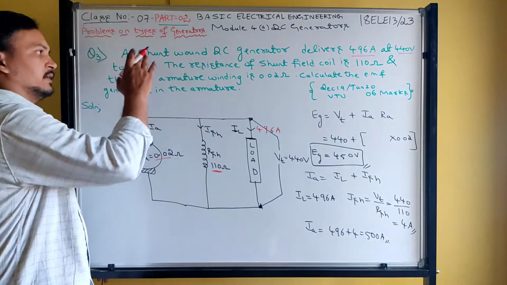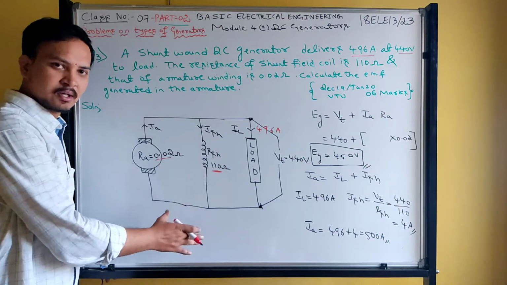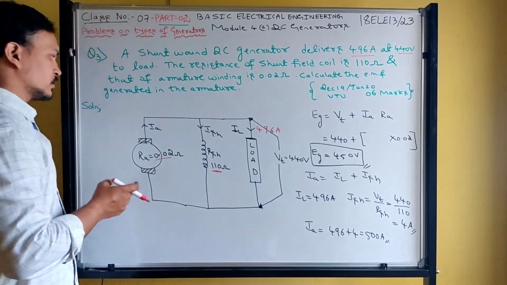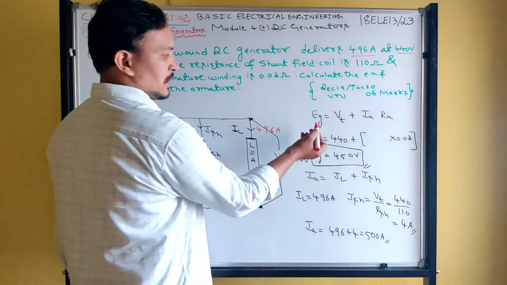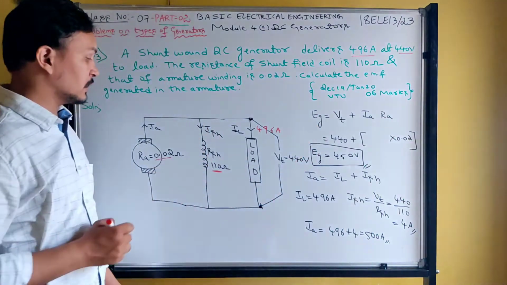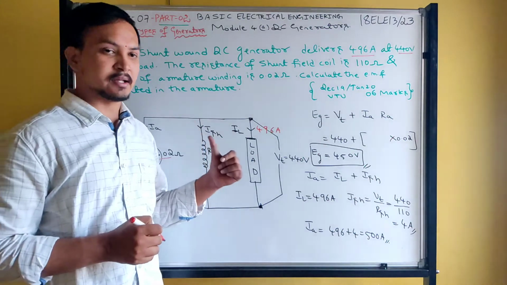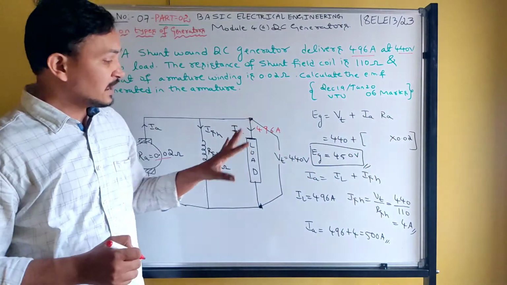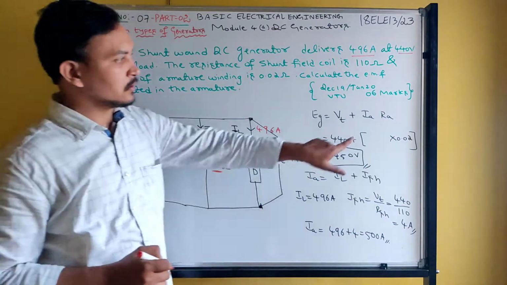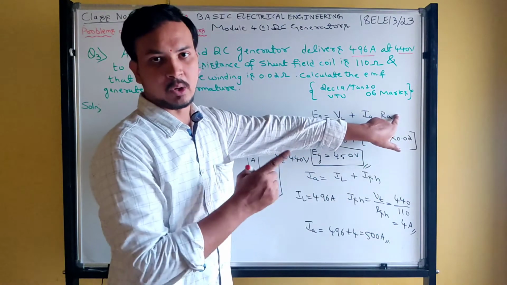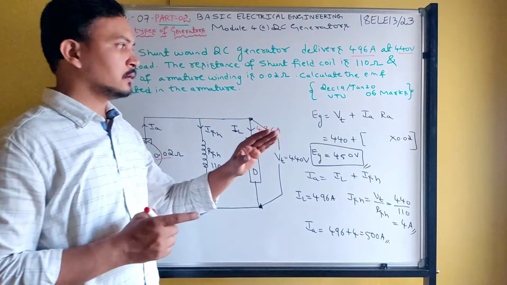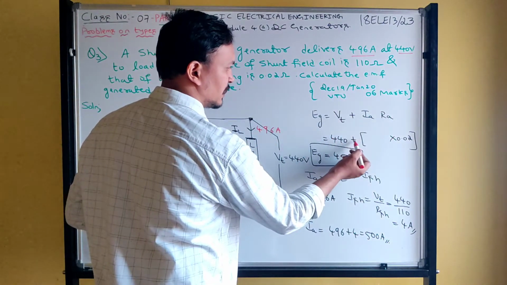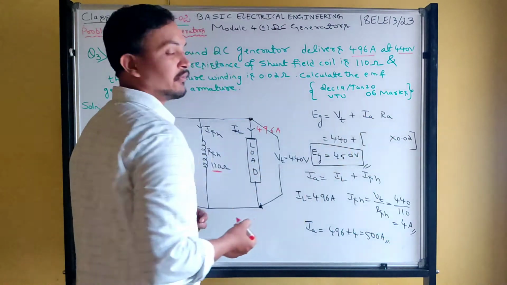First you write the diagram of the shunt generator. Indicate all the values given in the question. Finally, the EMF generated in the armature of a shunt generator is Eg equals Vt plus IaRa. If they have given brush drop data, then you write plus V brush drop. If not given, then don't write. Now Vt is 440, plus armature current I need to find out.